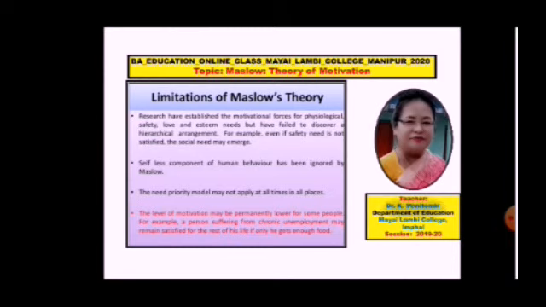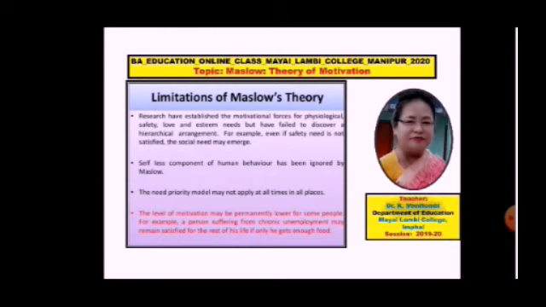Let's see the picture. Now, the limitations of Maslow's theory. Required research has failed to establish a hierarchical arrangement for the motivational force of psychological, safety, love, and esteem needs. For example, even if safety needs are not satisfied, the social needs may emerge. And secondly, a selfless component of human behavior has been ignored by Maslow.